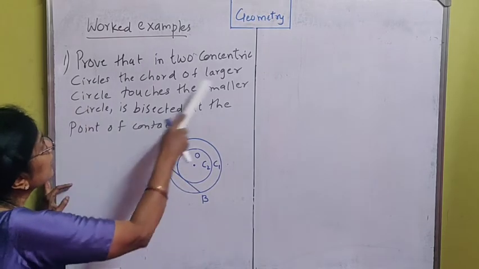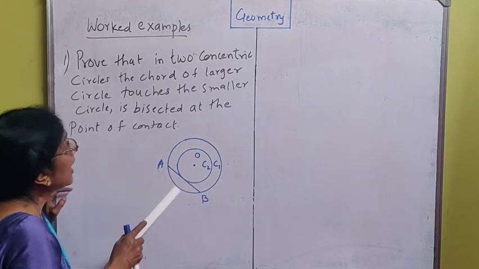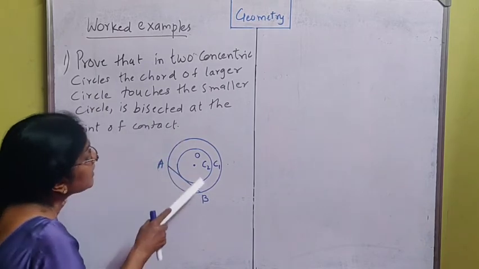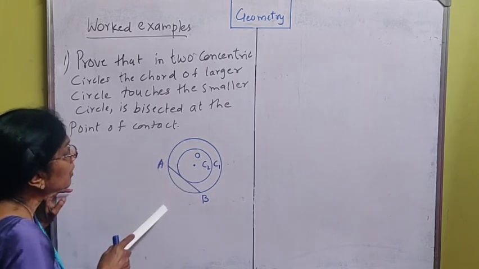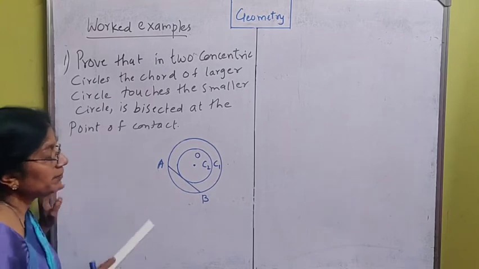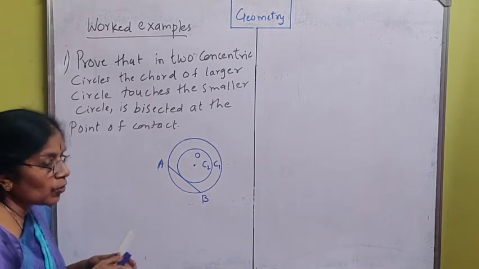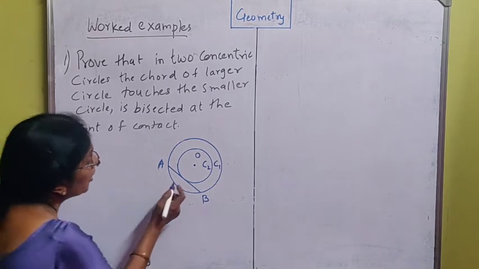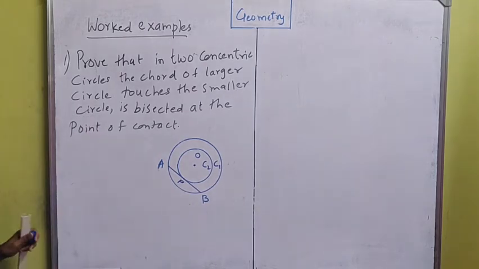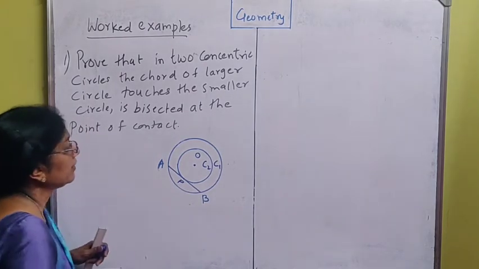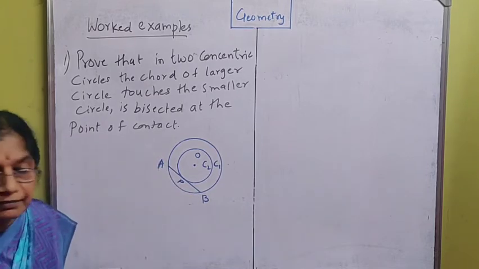And what it says, the chord of the larger circle, AB is the chord of the larger circle, that is C1, and you can see AB is touching the smaller circle C2. So what do we have to prove? That AP is equal to PB. That means it bisects at the point of contact. So let us state that the point of contact is P. So what you have to prove is that AP is equal to PB.